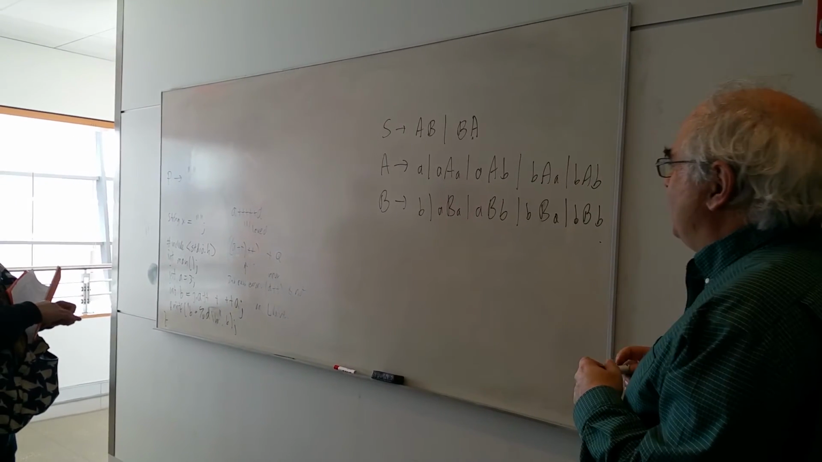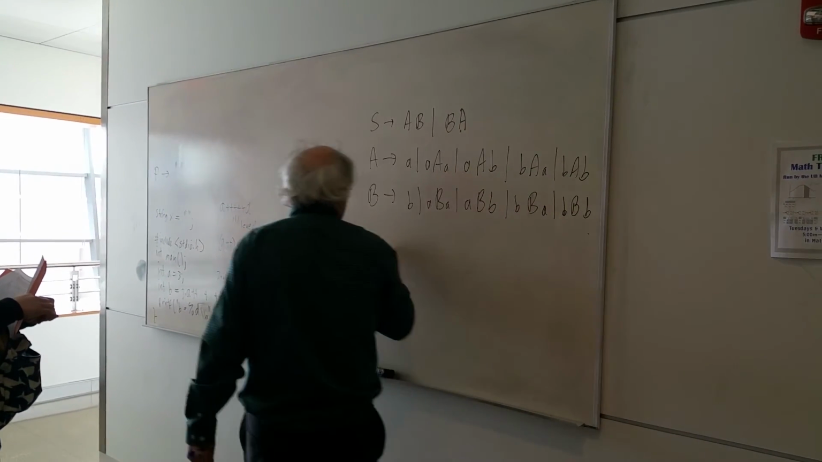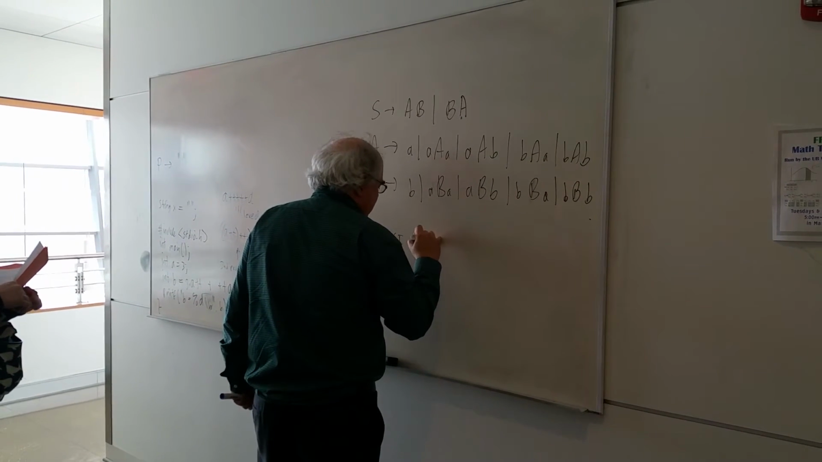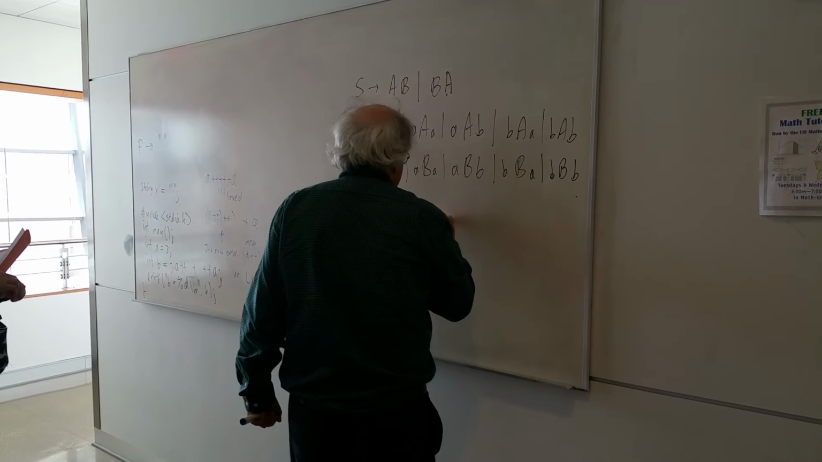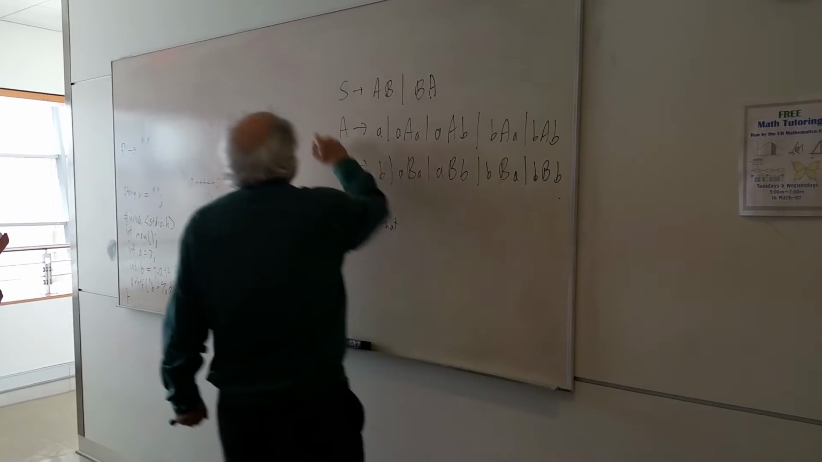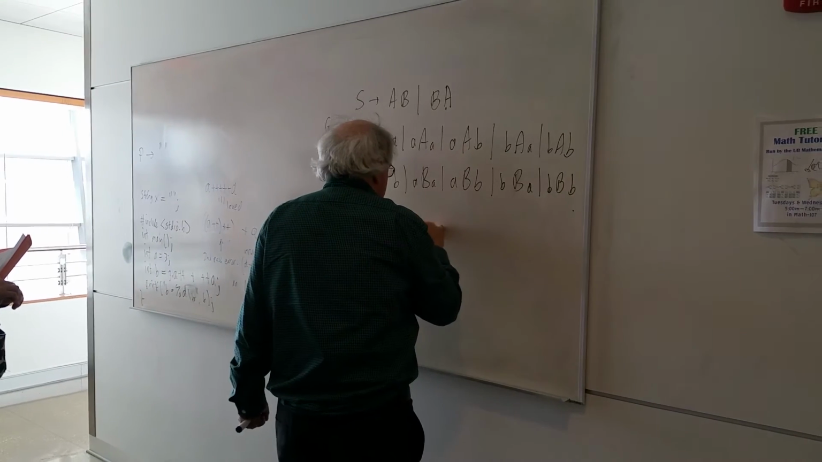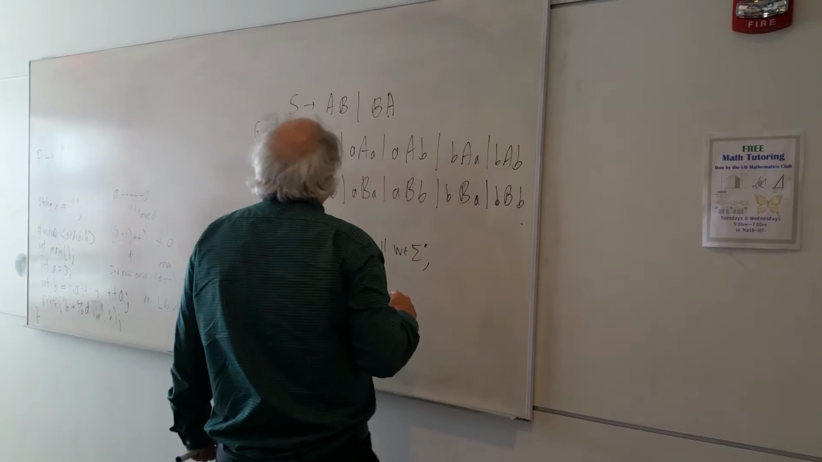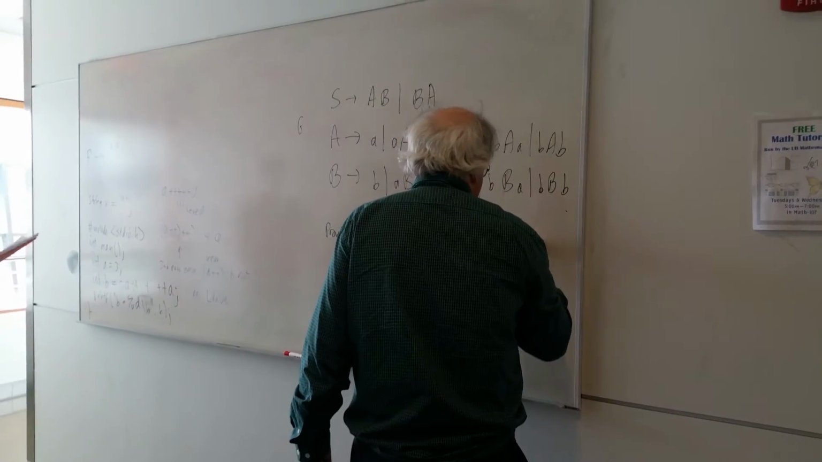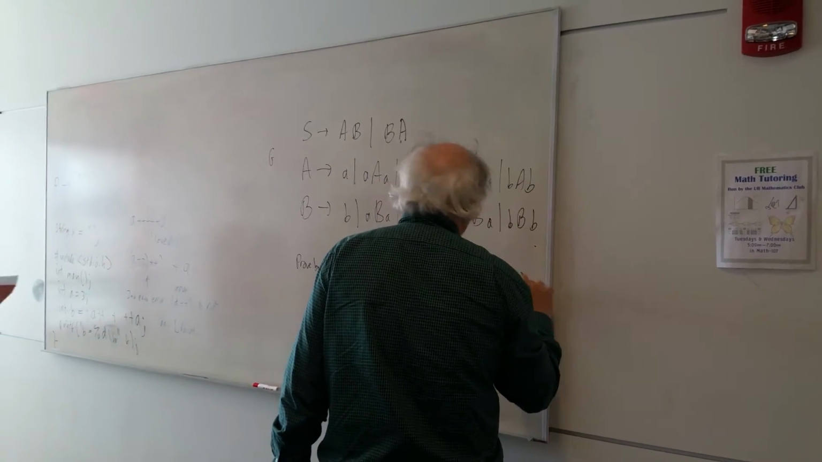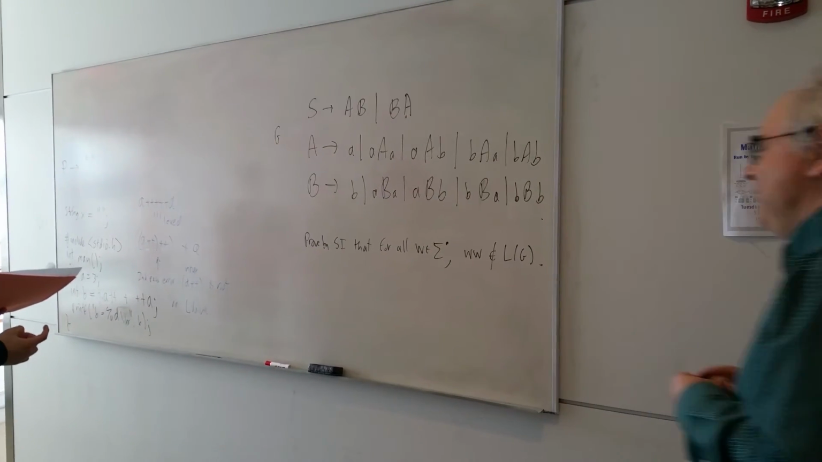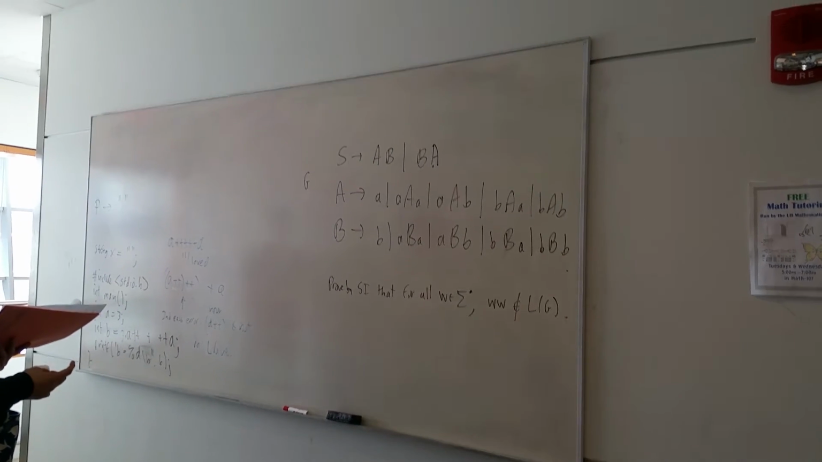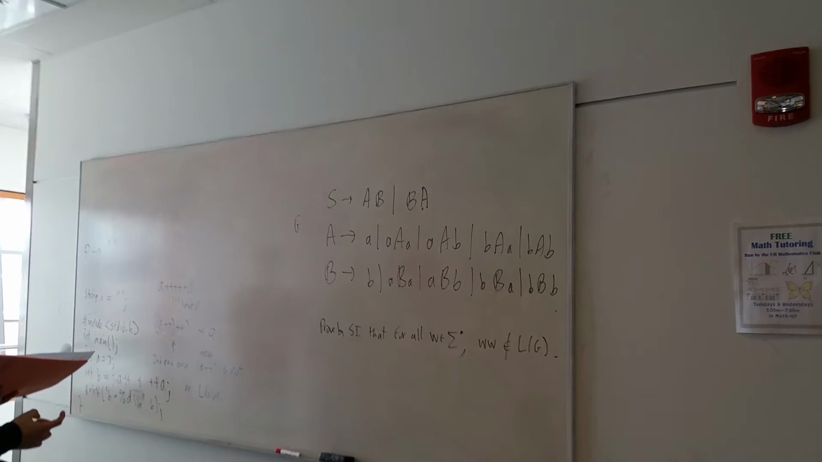Okay. So now, prove by structural induction that for all w in sigma star, ww is not in L of G. For all w in sigma star, ww is not in L of G.